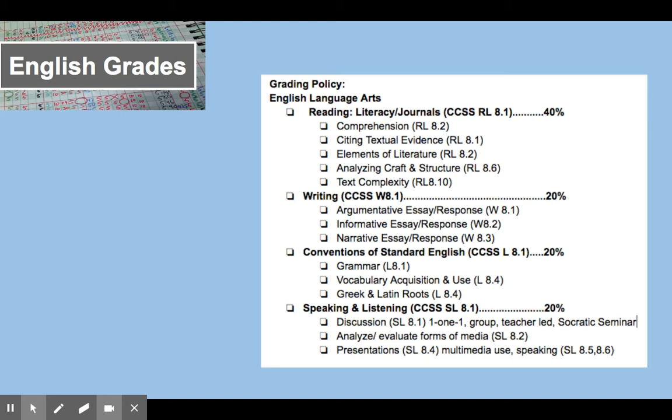Writing, we have 3 types of writing in 8th grade, same types of writing as 7th grade. Those will be covered obviously in Amplify too. Conventions, so the Greek and Latin roots, the vocabulary app, anything we do with grammar would be in that section.